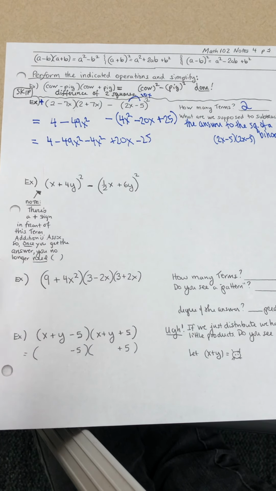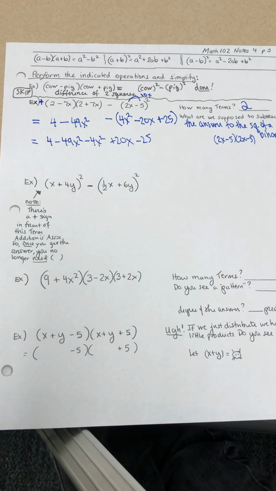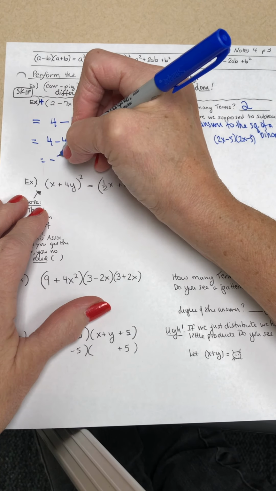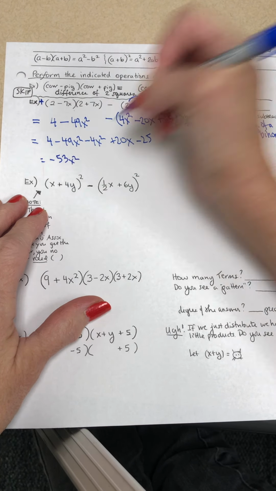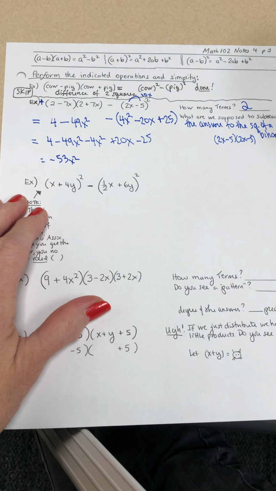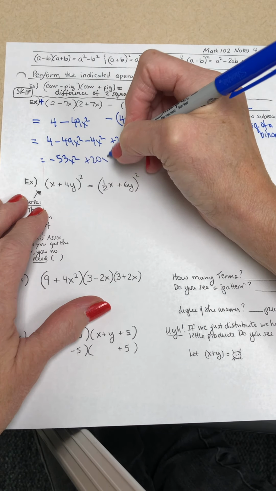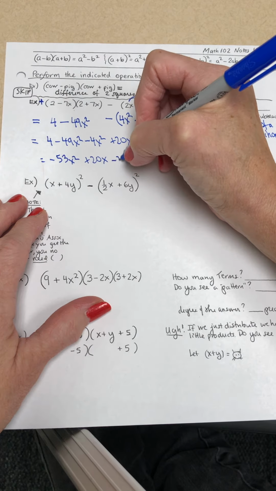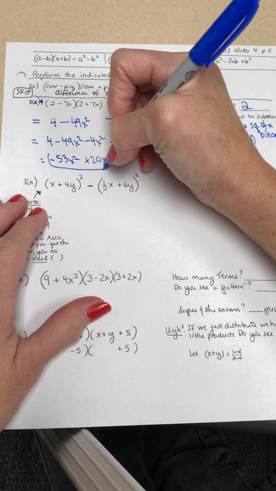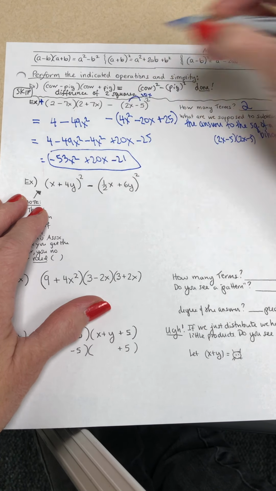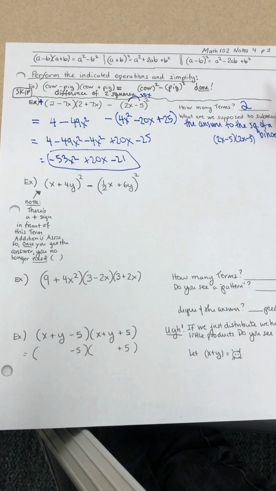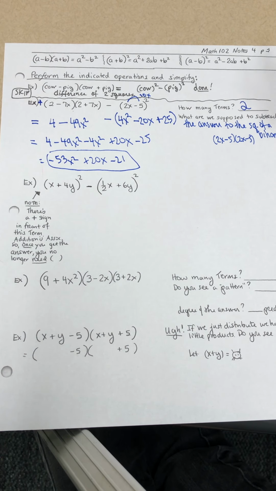Okay, so, and then there's nothing particularly pretty about the answer. Let's see, we have like a negative 53x squared. And we have a plus 20x. And then minus 21, combining like terms. All right, so let's try the next one.